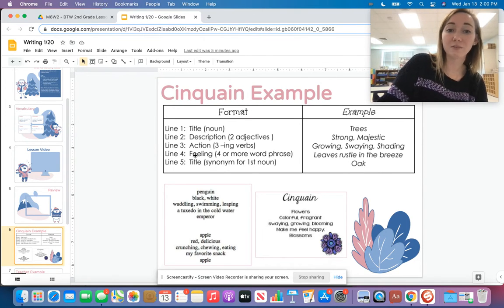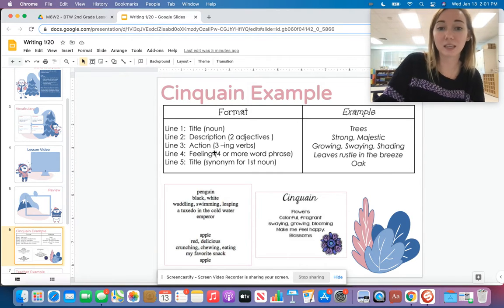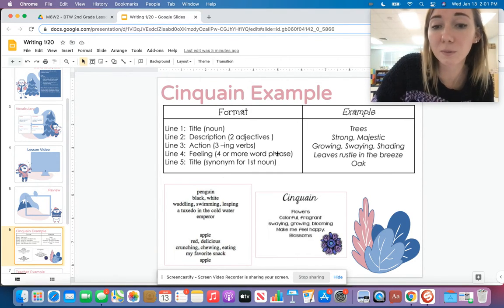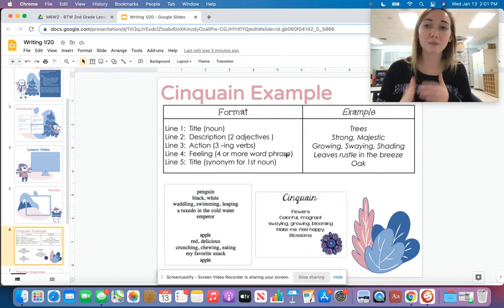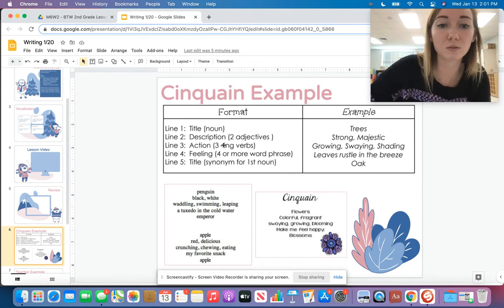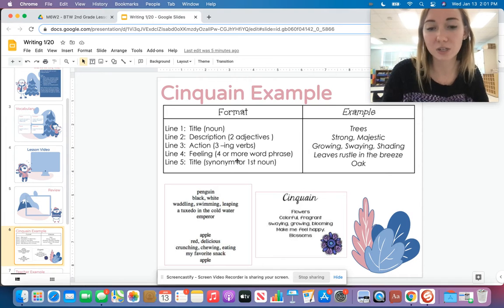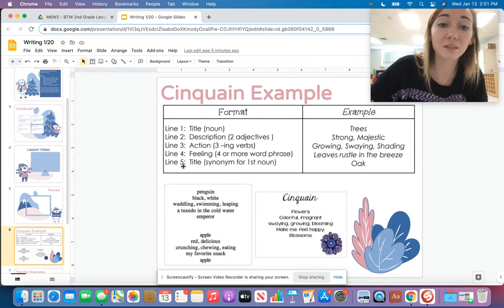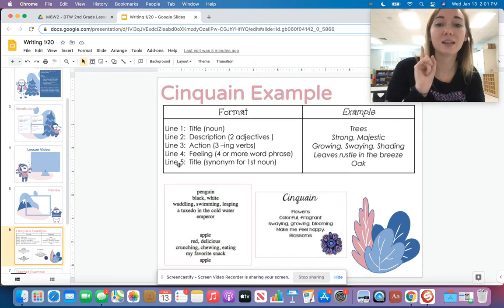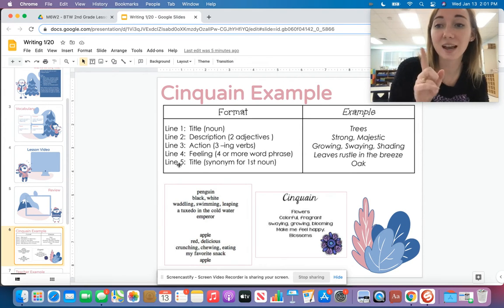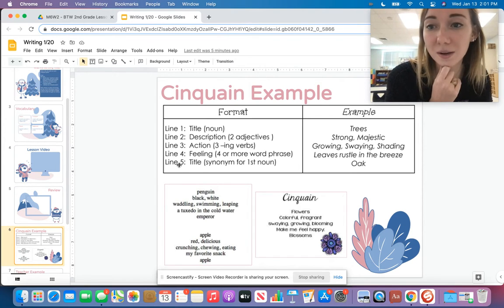So line 4, we are going to use a feeling using 4 or more words, and it can be a phrase. So it doesn't have to be 4 different words that aren't connected. You can actually use a phrase or a sentence for that 4th line, but it needs to have about 4 words in it. As close to 4 as you can get, basically. And then line 5, the last line, is 1 word again, and it is the title, but you're going to use a different word to describe it, okay?